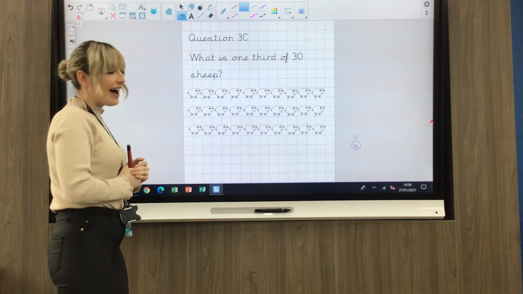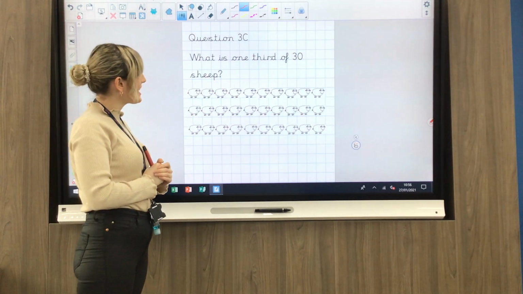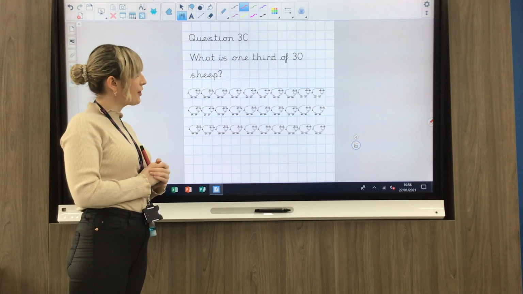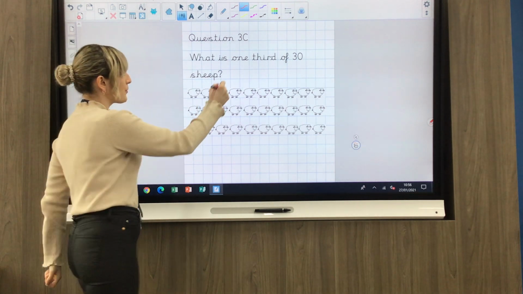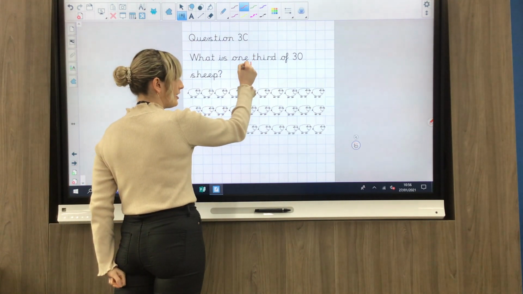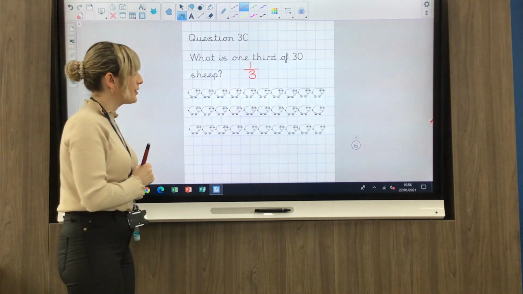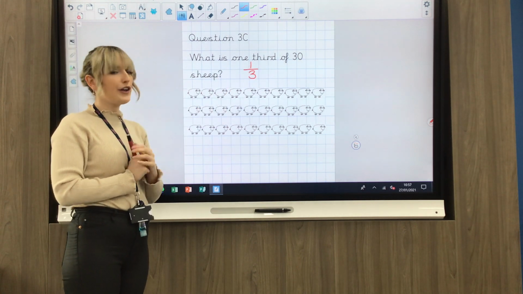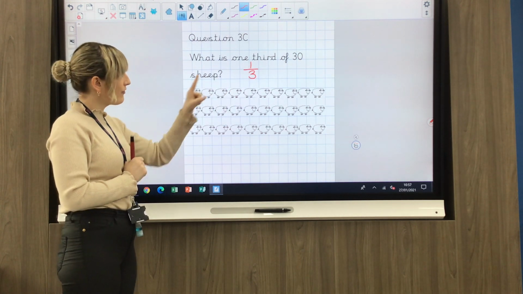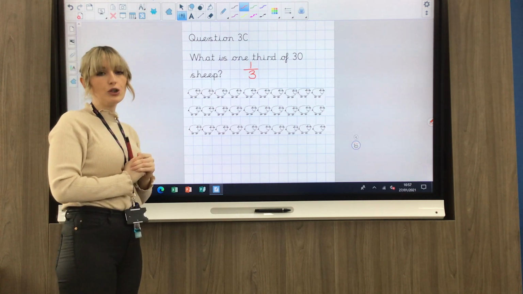Okay, the final question we're going to go through is question 3c. It says, what is 1/3 of 30 sheep? So 1/3 as a fraction is 1 out of 3. Okay, so we want to find 1/3 of 30. So we need to split the sheep into 3 groups.